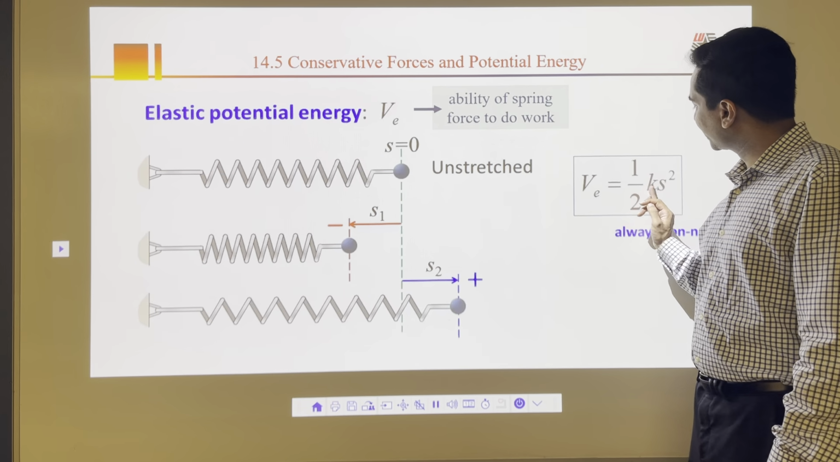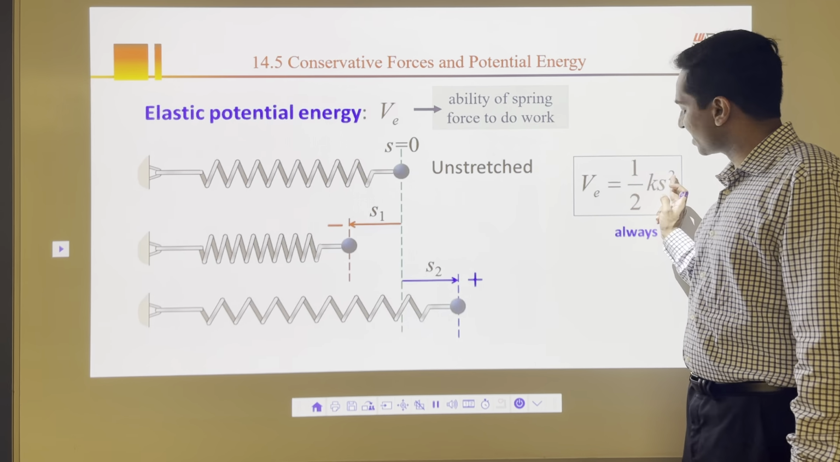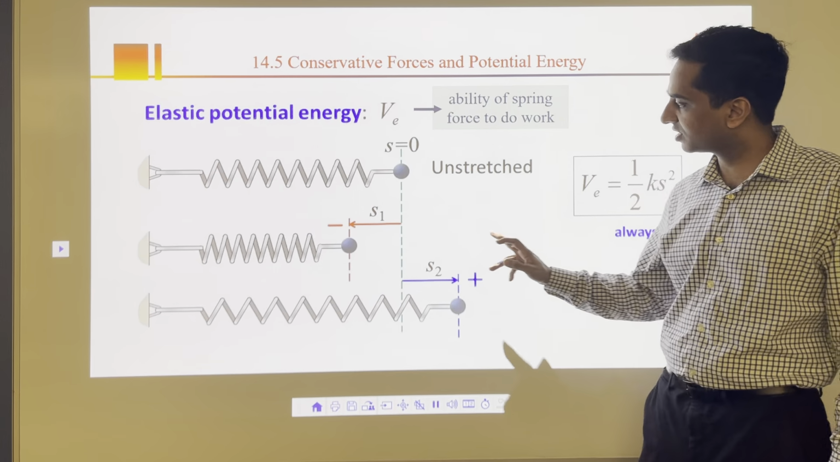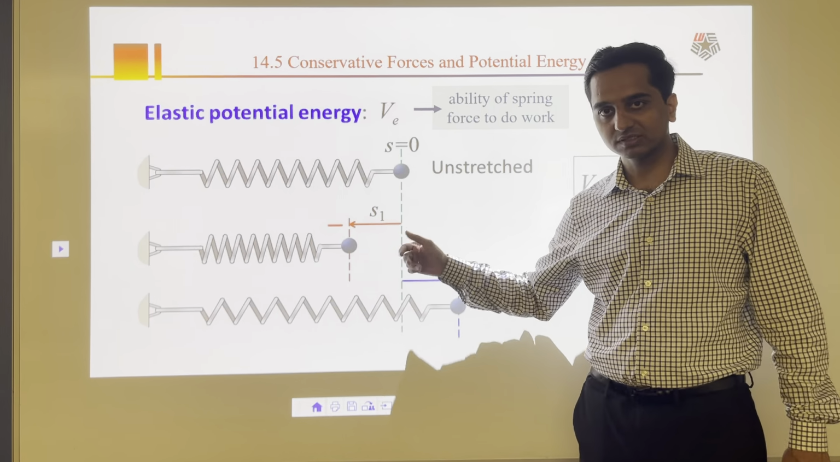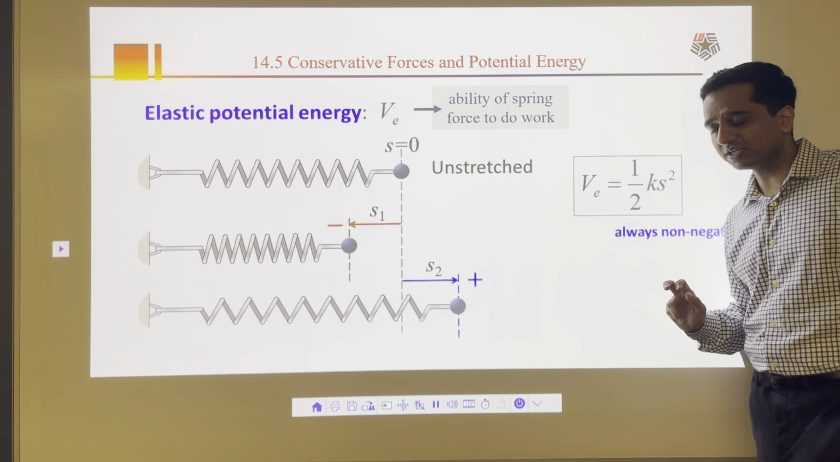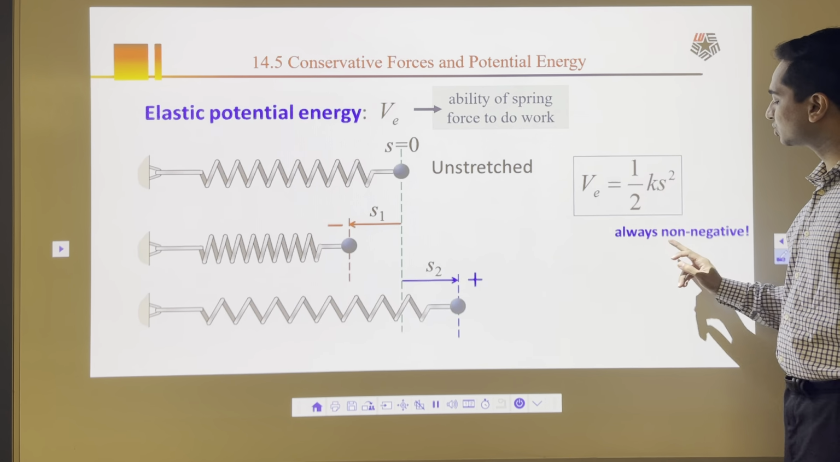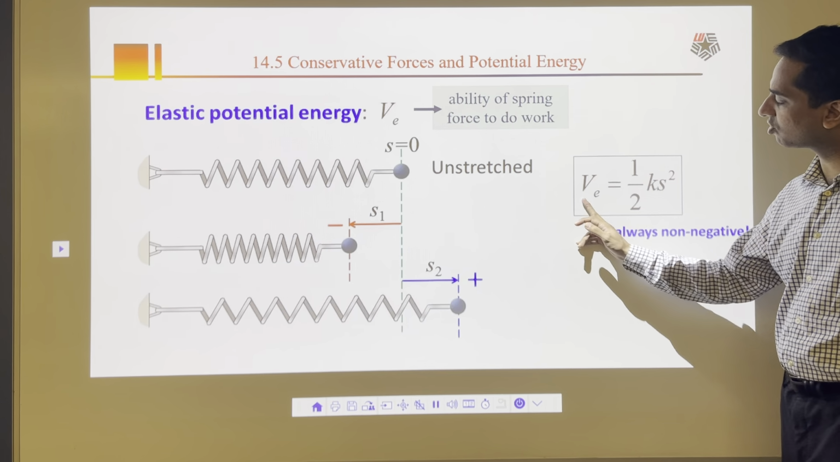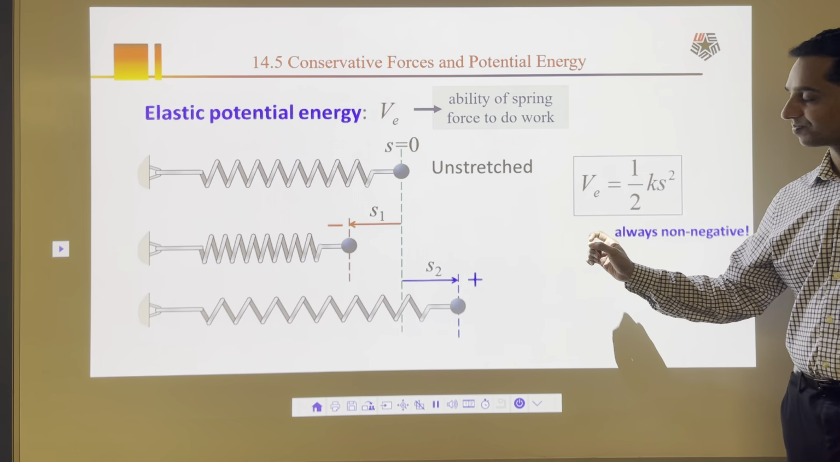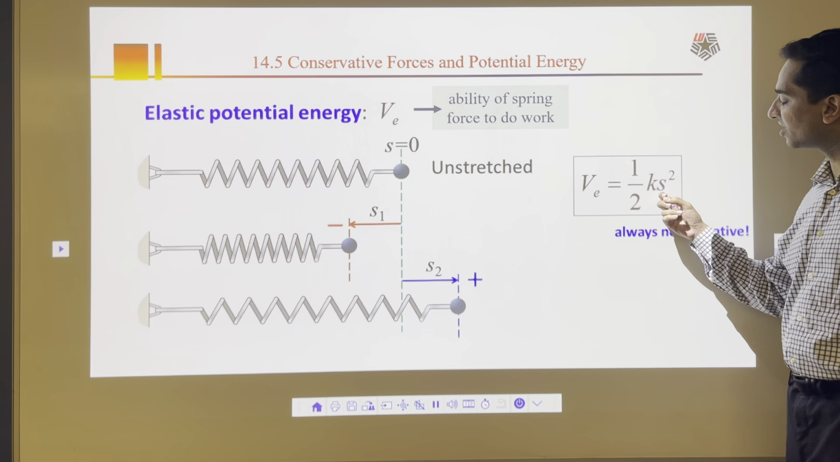K is always positive and s squared is always positive, because S1 could be negative, but the square of S1 is always positive. So one important thing about elastic potential energy is that it is always non-negative. Keep that in mind, and that's the formula that we use for elastic potential energy, 1/2 k s squared.